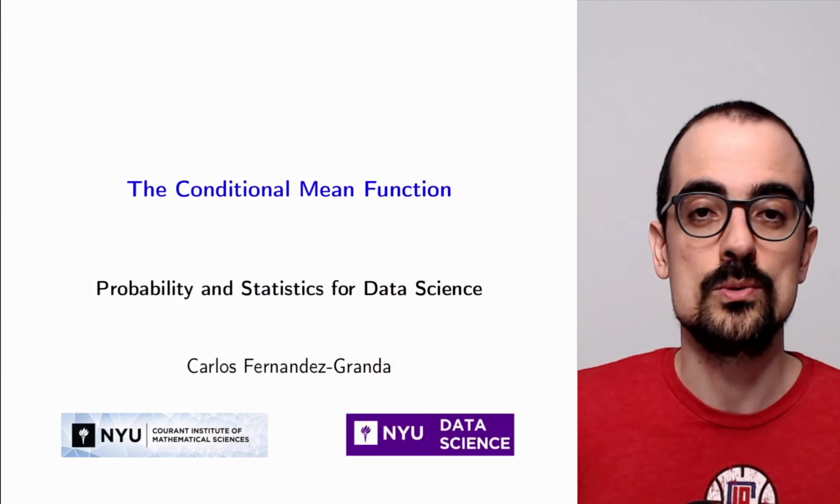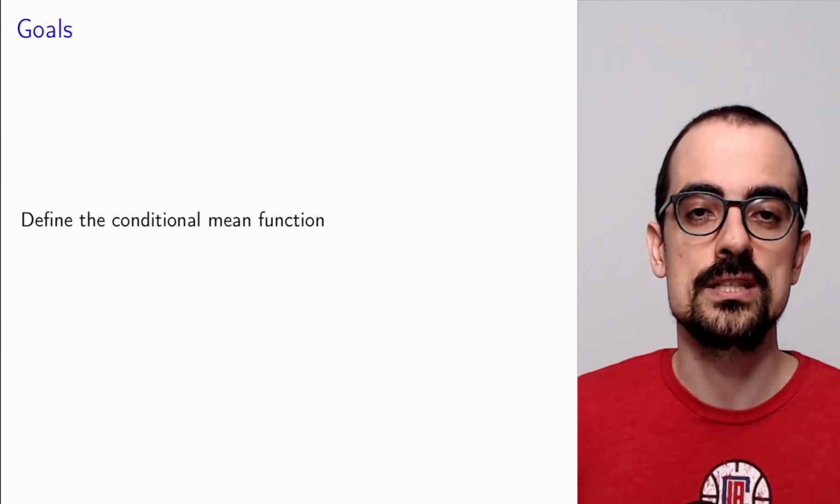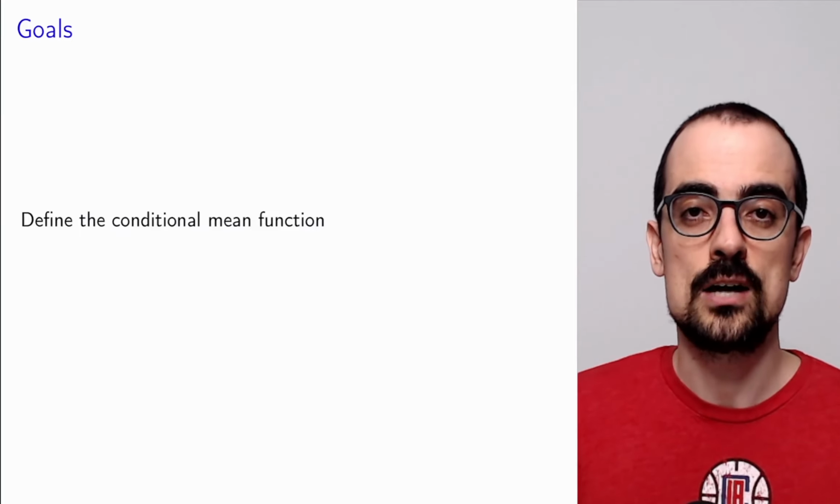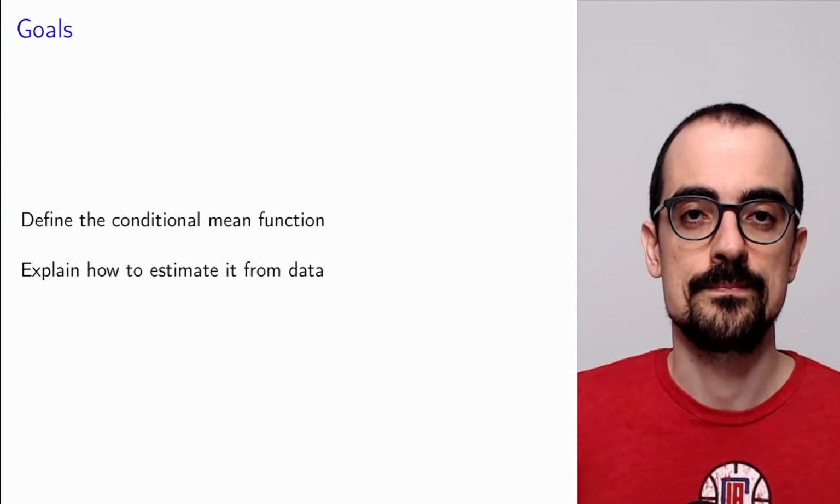Today we're going to talk about the conditional mean function, which is a very important concept in applications such as regression or causal inference. The conditional mean function encodes the average of an uncertain quantity given the value of a related quantity. Let's get to it. Our goal is to define the conditional mean function and also to explain how to estimate it from data.